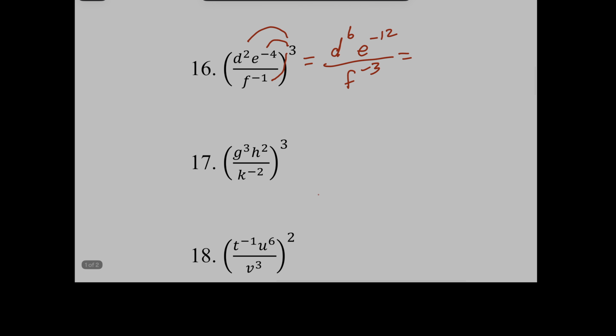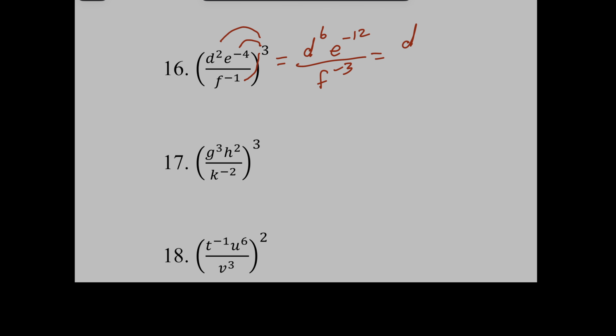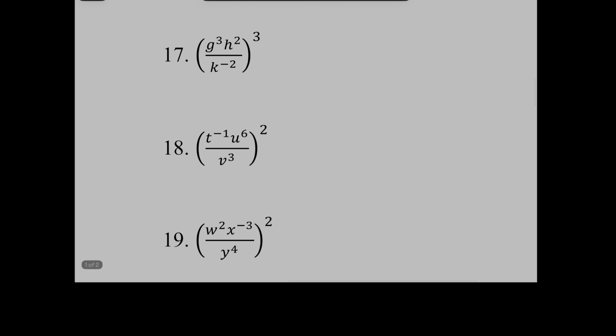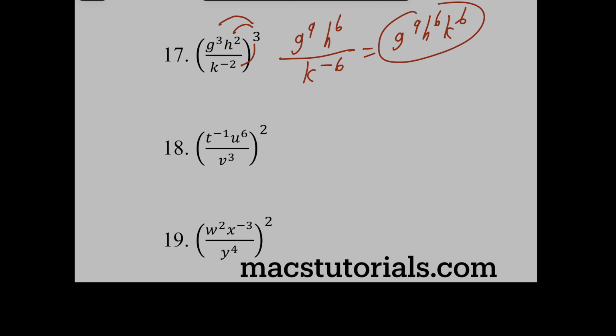Ooh, I got two negatives I got to flip. That's okay. The d will stay there. And now I'm going to move my e down, and I'm going to move my f up. And now they're all positive. Let's go on to number 17. I'm going to cube, and I'm going to cube, and I'm going to cube. That'll give me g to the 9, h to the 6, over k to the negative 6. But I don't want a negative exponent, so g to the 9, h to the 6, k to the 6 when I move them up.